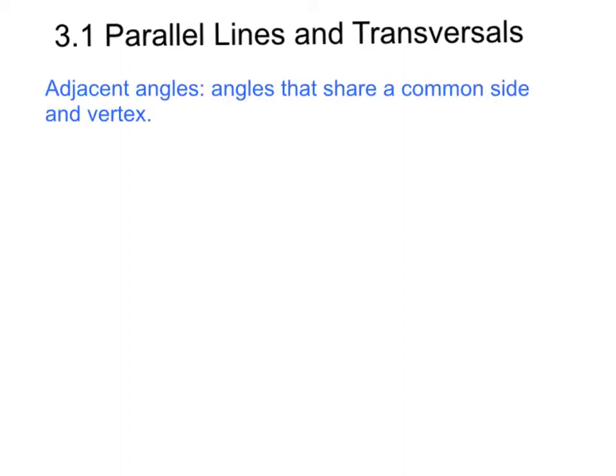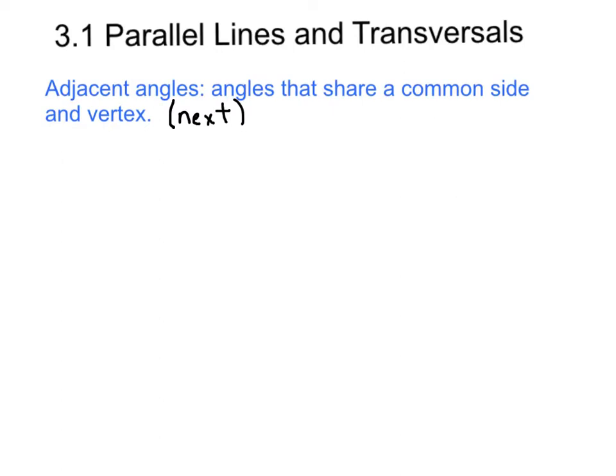The first review vocab word is adjacent angles. Adjacent angles are angles that share a common side or vertex. So make sure you write that down. A little hint though, they're angles that are next to each other.